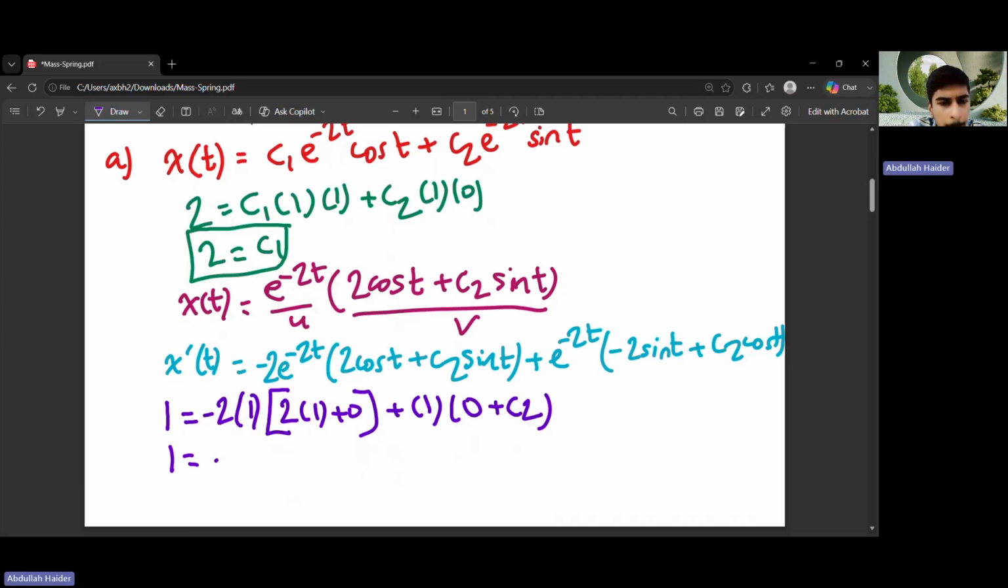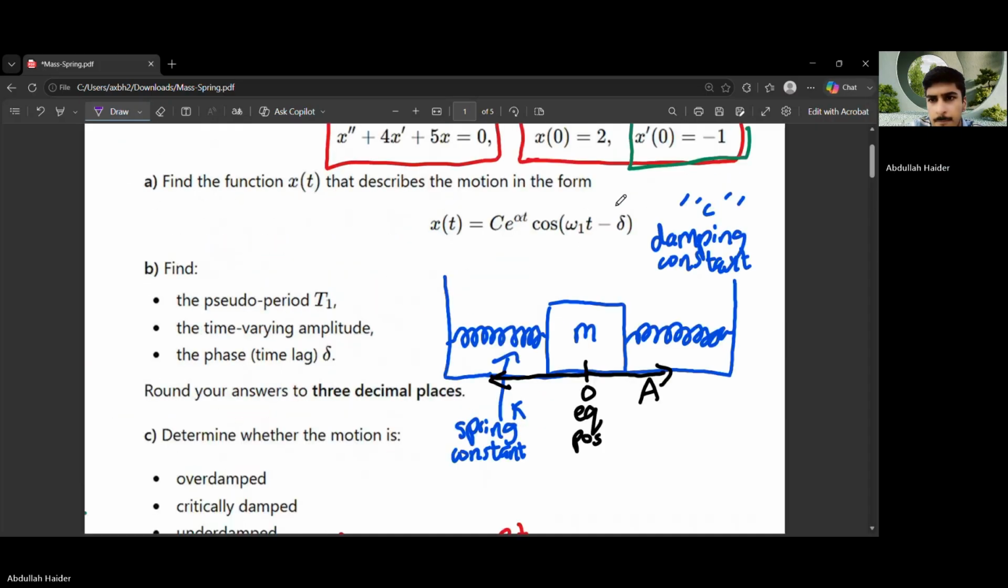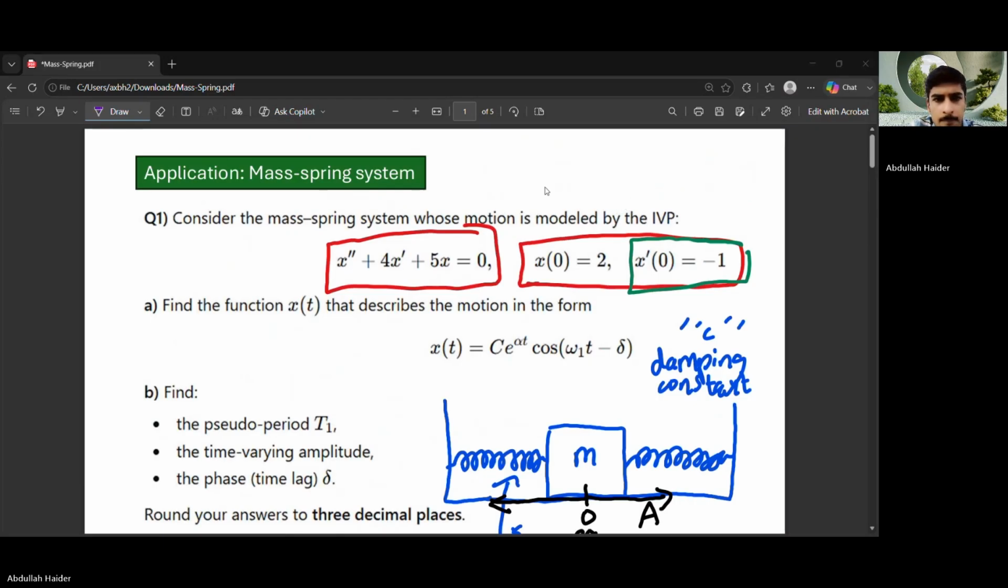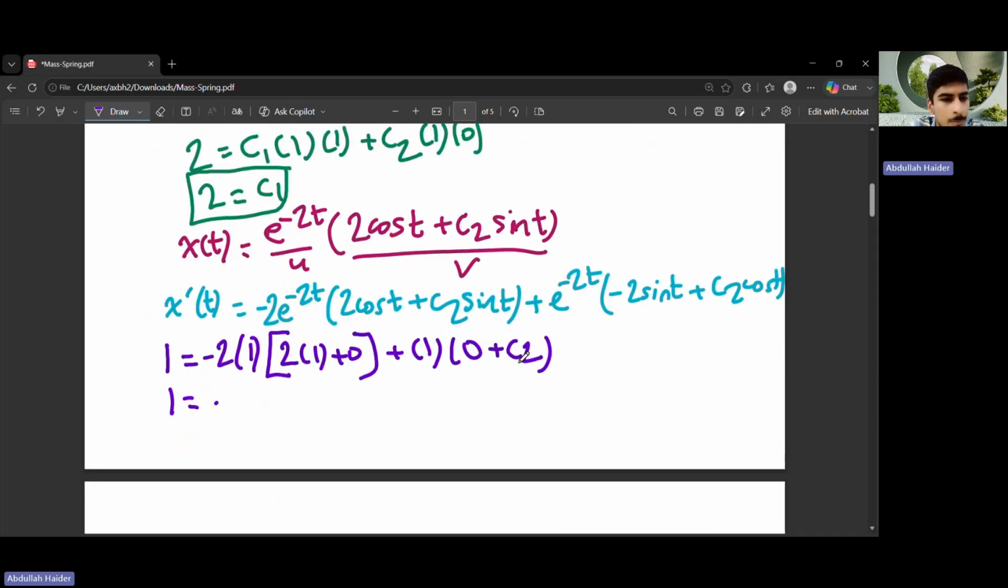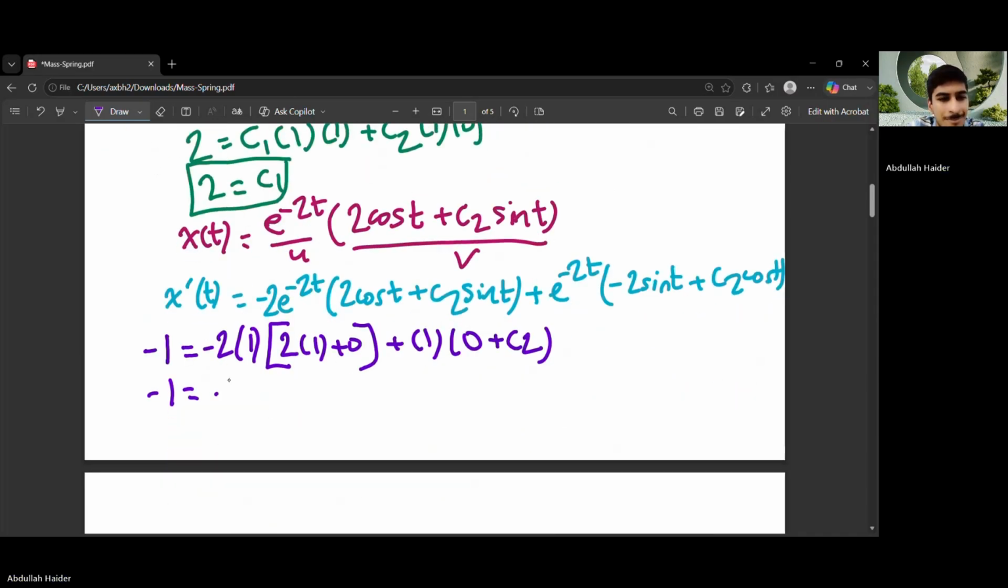U prime. Oh, this is minus 1. My bad. So, yeah, I forgot the C2, and now your C2 is equal to 3.